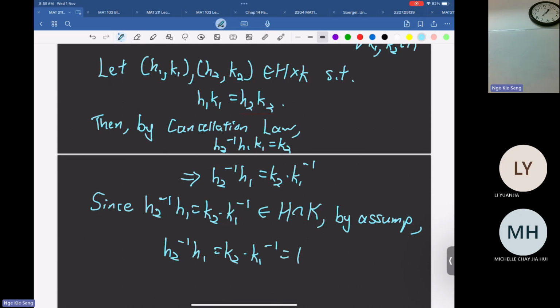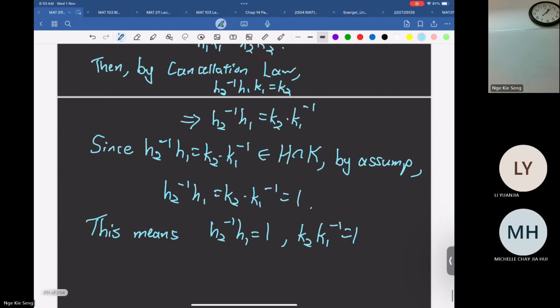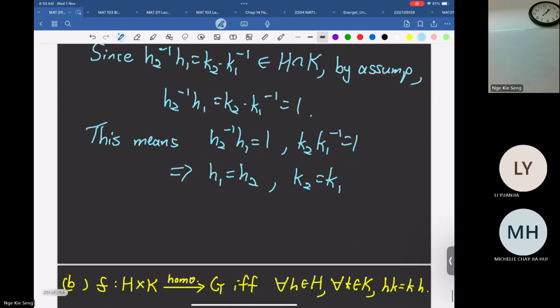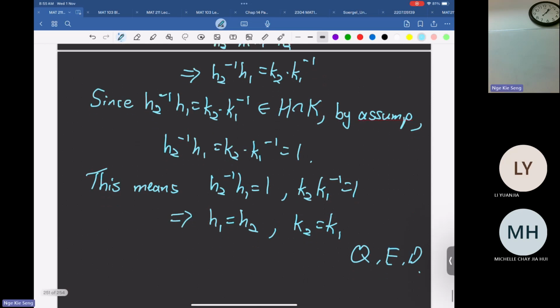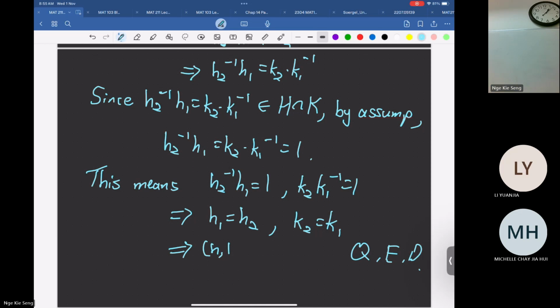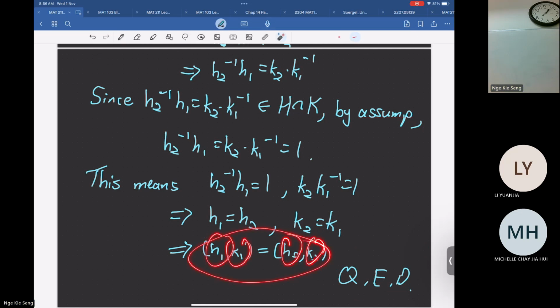If they equal 1, what happens? This means h2 inverse h1 equals 1, and k2 times k1 inverse equals 1. That is, h1 equals h2 and k2 equals k1, which is what we want. Or if you want another step, the ordered pair h1, k1 equals the ordered pair h2, k2. How do you compare the two ordered pairs? You compare them entry-wise. Okay, entry-wise.